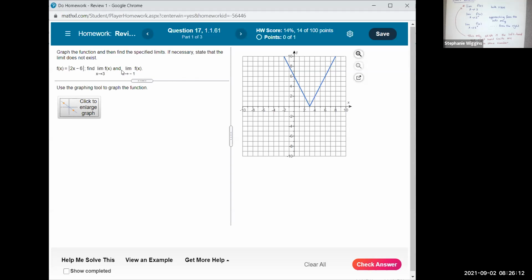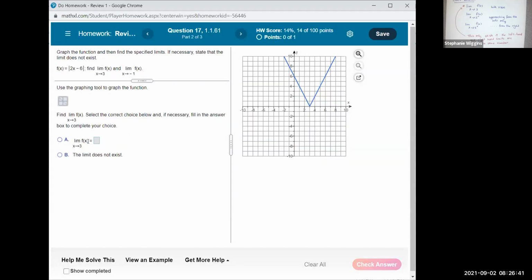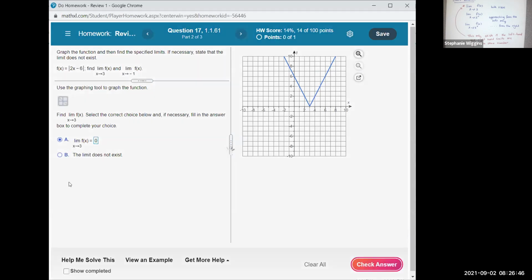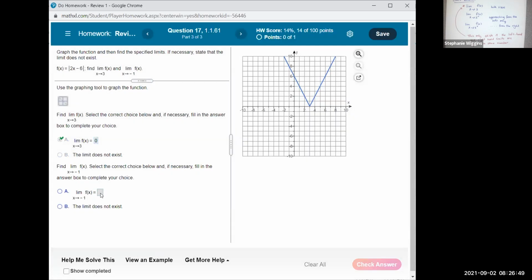So all you have to do to calculate these limits is plug the 3 into the function. The limit as x approaches 3 is going to be 0, and for the limit as x approaches -1, here's -1, and you can see it's up there at 8, or you can just plug -1 in. -2 minus 6 is -8, but when you take the absolute value, you get 8. So the answer here is going to be 0, and then the answer here is going to be 8.